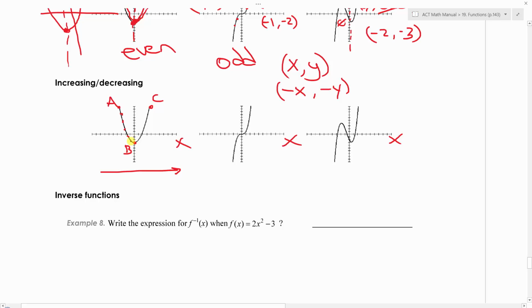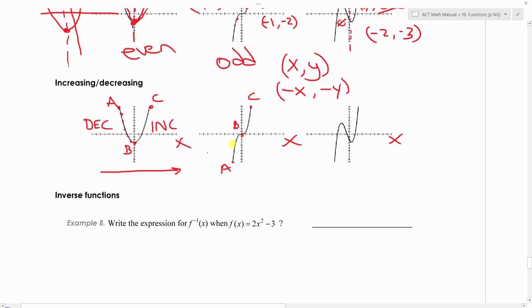They are actually getting smaller and smaller until they bottom out at point B. So this graph is decreasing on this interval from this x value to this x value, and it is increasing on this interval. This graph right here, again, we're going to consider this in two pieces, from point A to point B, and then point B to point C.